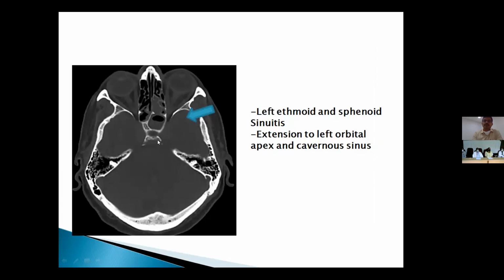Here in bone window, we do not see any kind of destruction. As I said before, bone destruction is not necessarily present in invasive fungal sinusitis. So this is a typical case of acute invasive fungal sinusitis with left orbital apex and cavernous sinus extension.